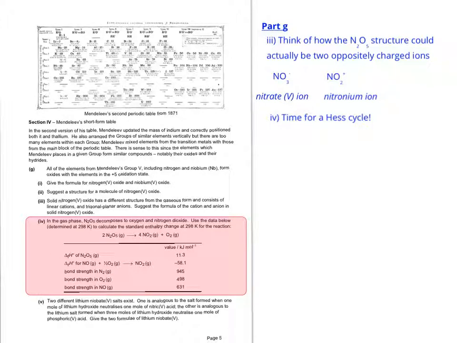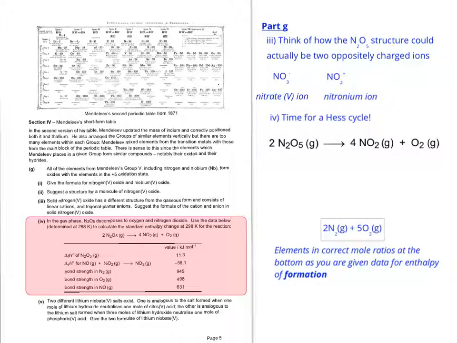So it's now time for a Hess cycle, and we can tell this because we've got enthalpy data to deal with. So let's start by putting the equation in for the reaction we're supposed to be working out delta H for. And because it's enthalpy of formation data we're given, we put the elements in their correct mole ratios at the bottom. Now we know the enthalpy of formation of N2O5, so we can put that in.